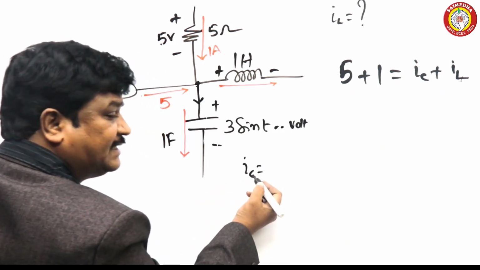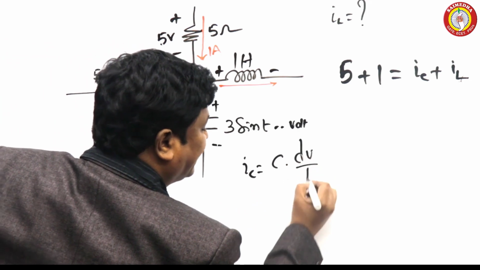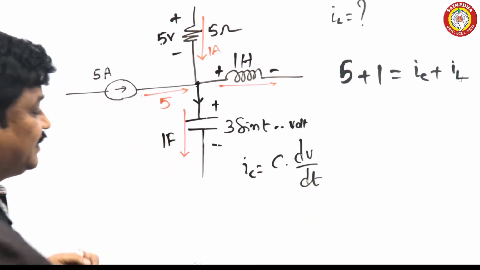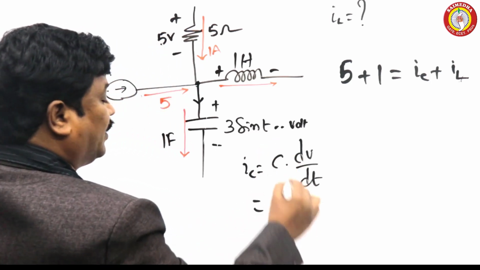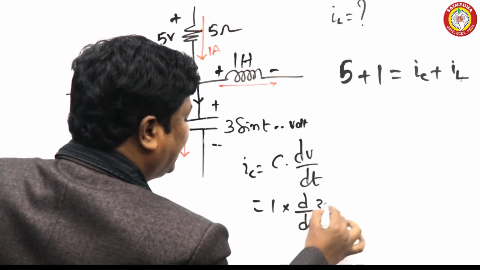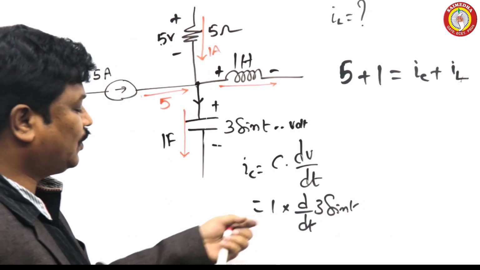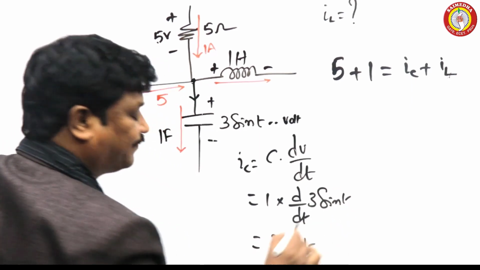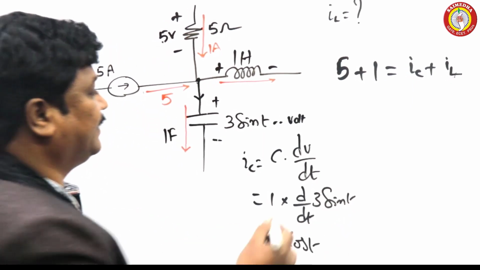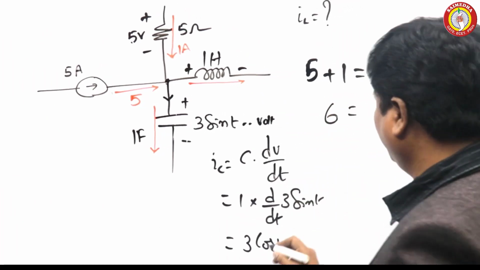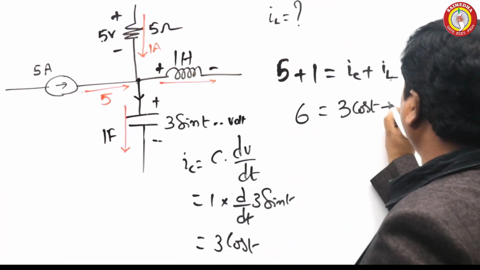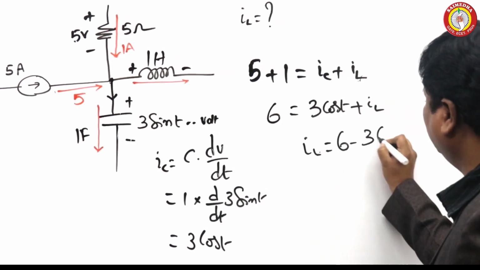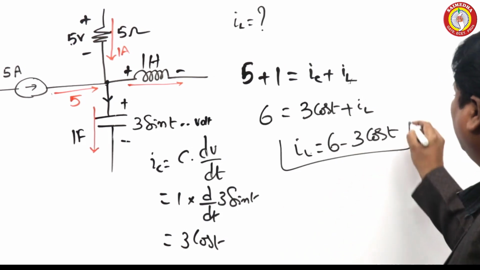IC formula: IC is equal to C into dV by dt. This is the fundamental formula. What is C, sir? 1 farad. This is 1 farad into d by dt of 3 sin t. So 3 sin t, differentiation becomes 3 cos t. So this is your IC. So 6 is equal to 3 cos t plus IL. Hence IL is equal to 6 minus 3 cos t, which is our answer.